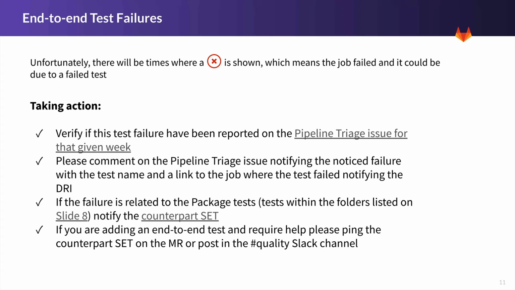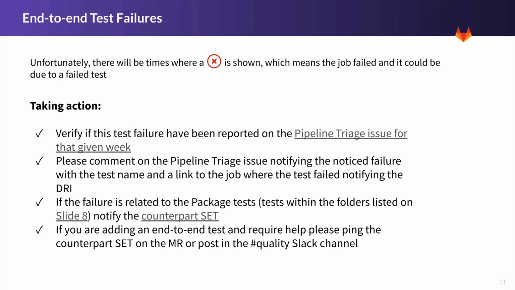Basically, we have a pipeline triage rotation with two SETs, primary and secondary, per time zone. So for EMEA, America, and sometimes for APAC, we are responsible to look at these failures and to triage them and raise them, try to reproduce them, try to understand if it's a broken test or actually a broken feature. So it's very important that you actually go and check if this failure has been reported yet, and if it has not been reported, please do comment on this issue and notify the DRI.